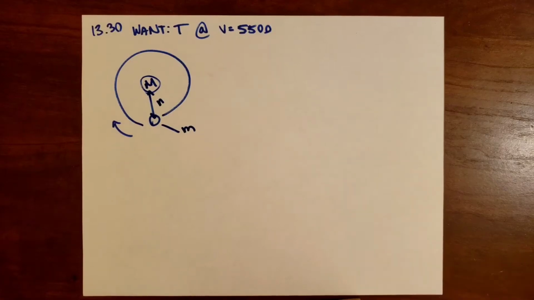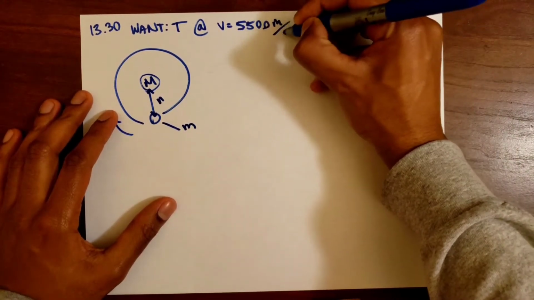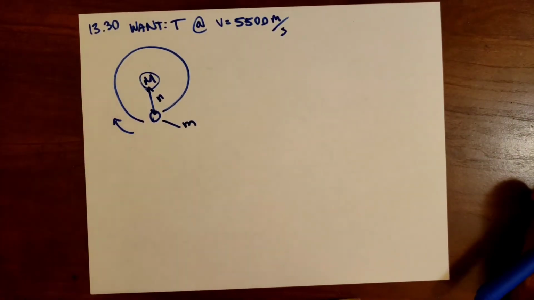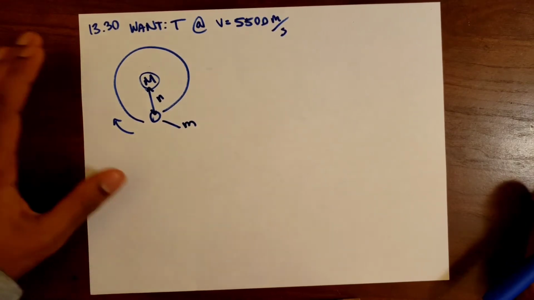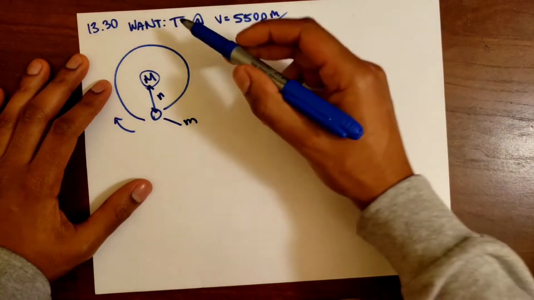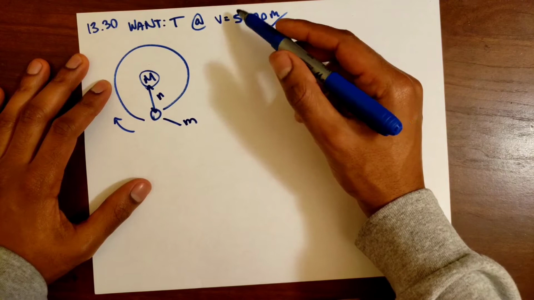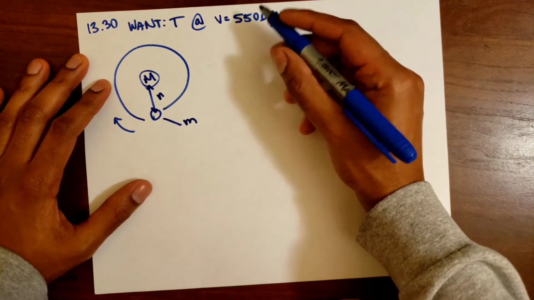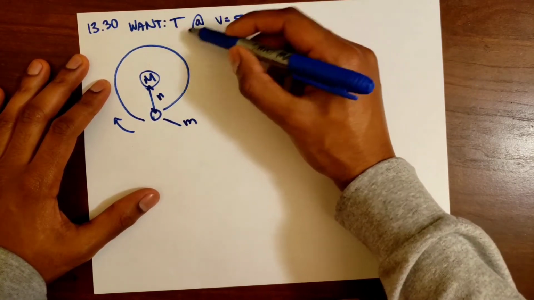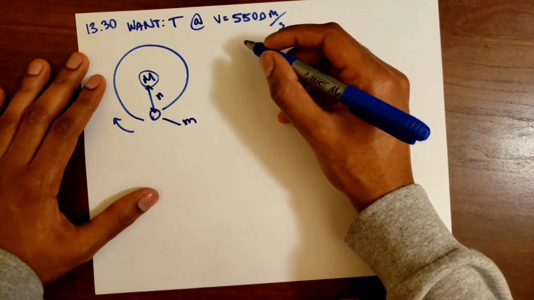Okay, guys, so the problem I was assigned for the explainer video was 13.30, and the problem asks if a satellite is rotating around Earth at a speed of 5,500 meters per second, what is the period, or in other words, what is the time it takes for the satellite to make one complete orbit around the Earth? So basically what we want is period, which we'll use T for, at a velocity of 5,500 meters per second. So we need a formula for period T in terms of quantities that we do know.